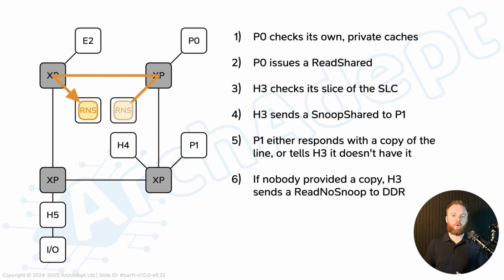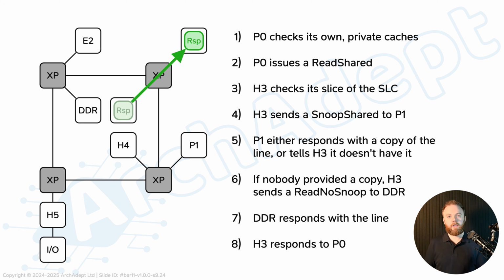Or if P1 informed us that it did not have a copy, well, now we can go and ask the DDR controller. And you'll notice that the packet that's actually sent from the home node is a read no snoop, which indicates that this transaction should not generate any further snoop requests into any other agents. In response to this request, the DDR controller returns the requested cache line back to H3, and finally, H3 can return a copy back to P0.